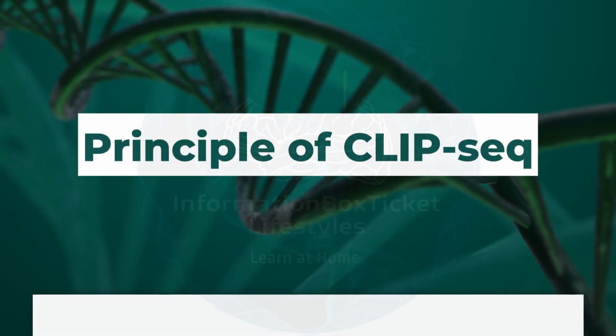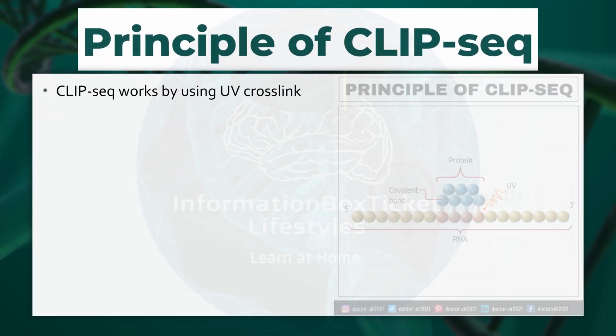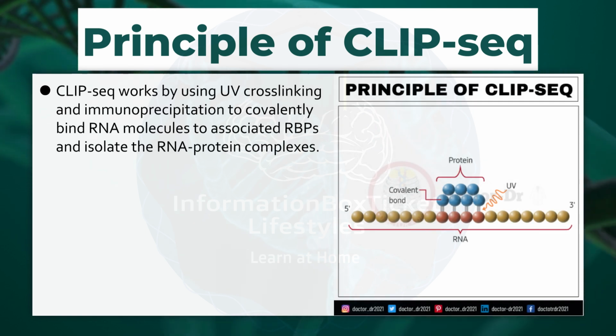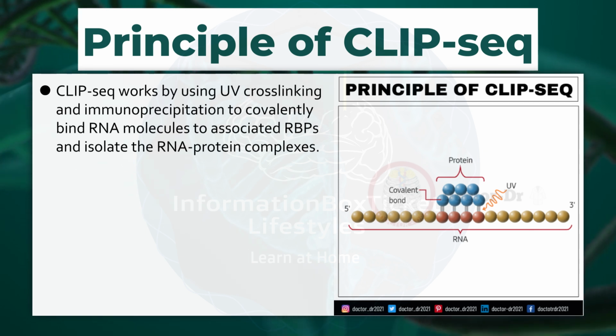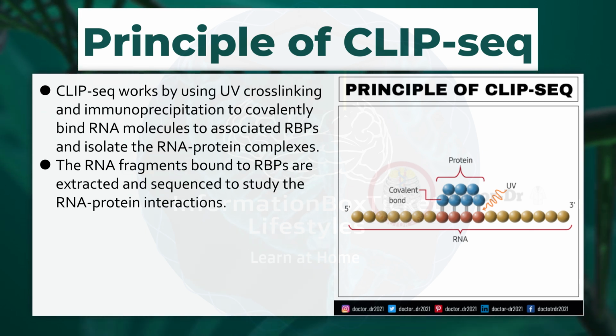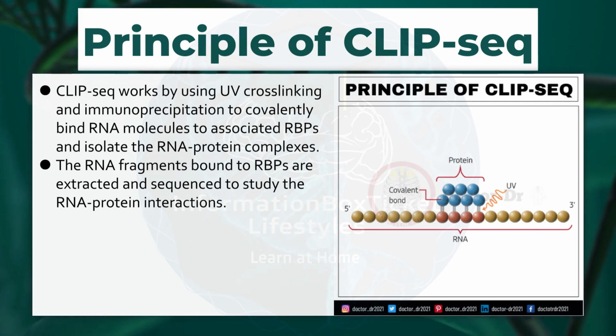Principle. Crosslinking and immunoprecipitation sequencing works by using UV crosslinking and immunoprecipitation to covalently bind RNA molecules to associated RNA-binding proteins and isolate the RNA-protein complexes. The RNA fragments bound to RNA-binding proteins are extracted and sequenced to study the RNA-protein interactions.